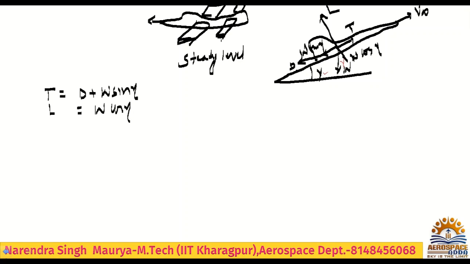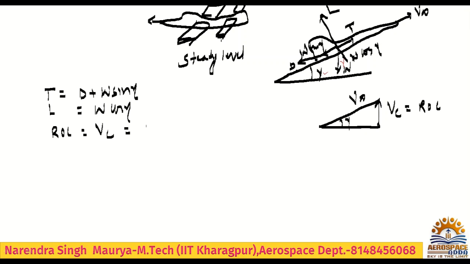So we need to write the rate of climb. So what is the rate of climb? Check. Same triangle I will draw here. This is gamma, this is velocity V infinity, and this is the rate of climb. It is denoted by Vc. Vc is nothing but that component, V infinity sin gamma. This vertical component will be V infinity sin gamma, and this will be the rate of climb.